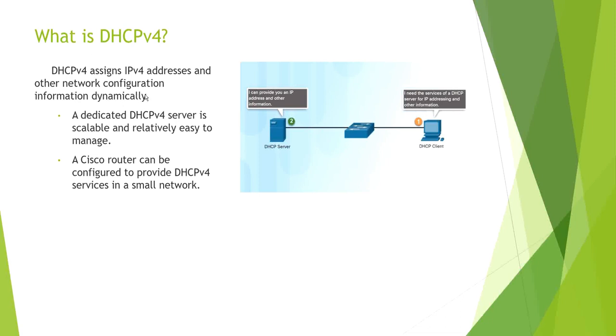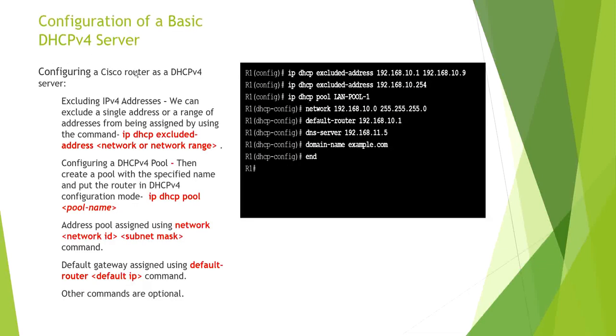DHCP assigns IPv4 addresses and other network configuration dynamically. Okay, means you don't have to go to each PC and set the IP addresses. The router or server automatically gives the IP addresses to the PCs. Now we are coming to configuration. Some addresses we have to exclude, right, for other uses if we want to configure later. So for that we want to keep some addresses.